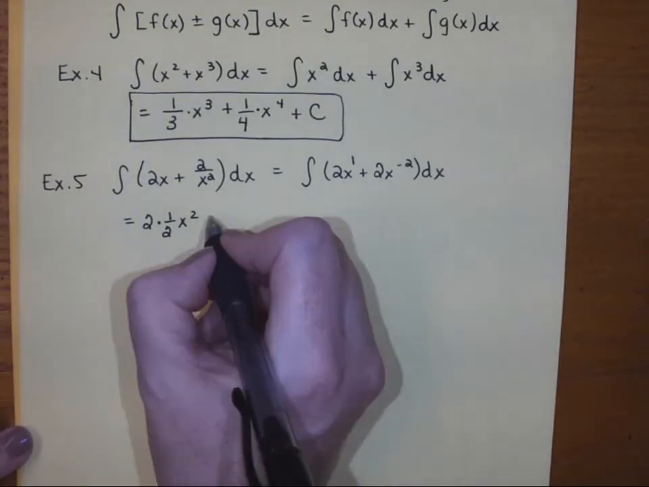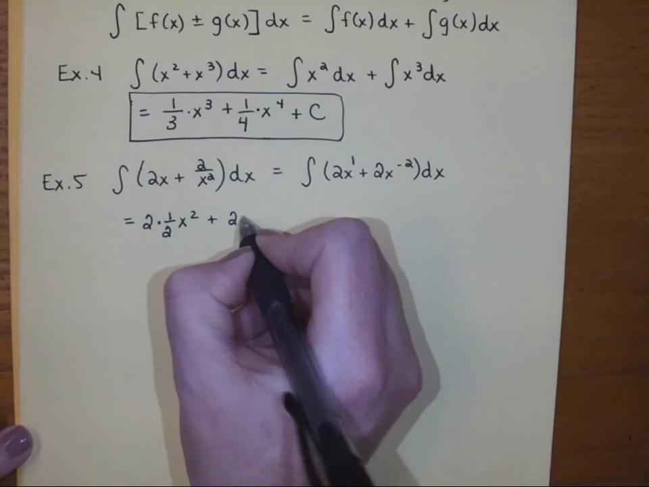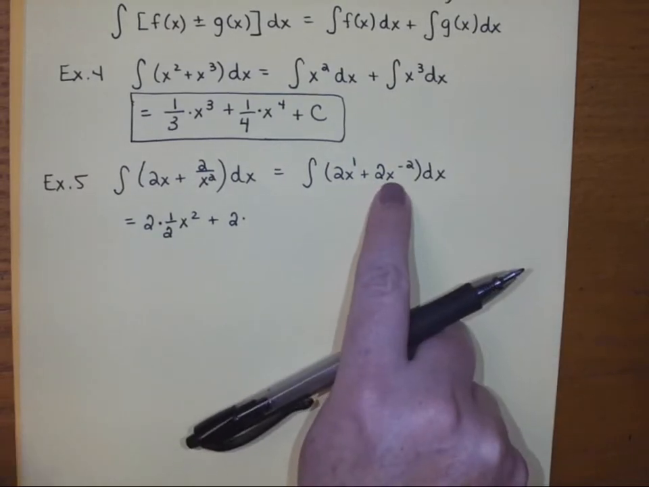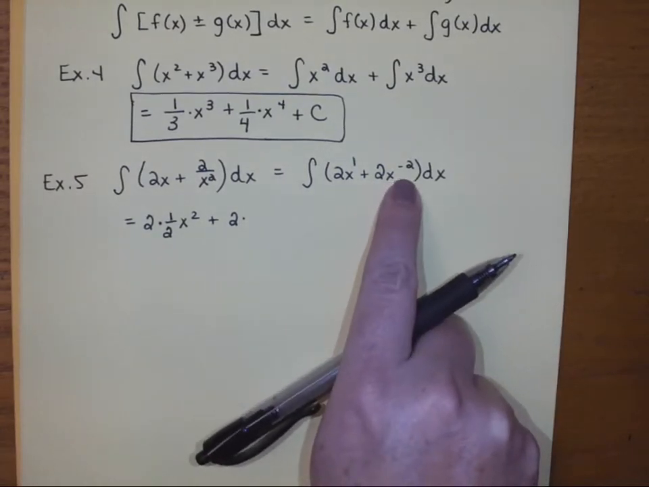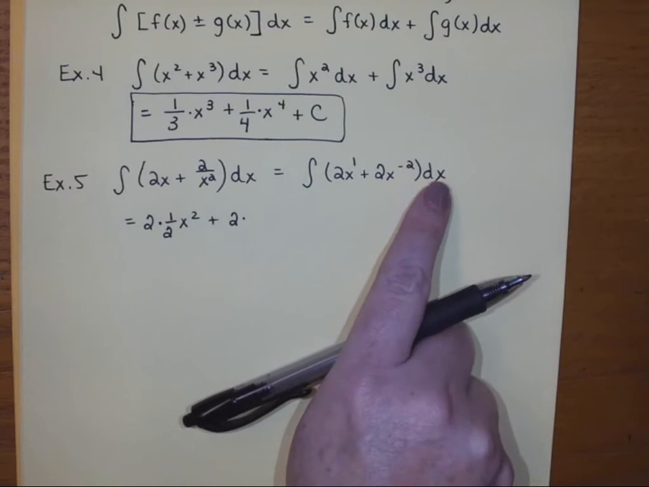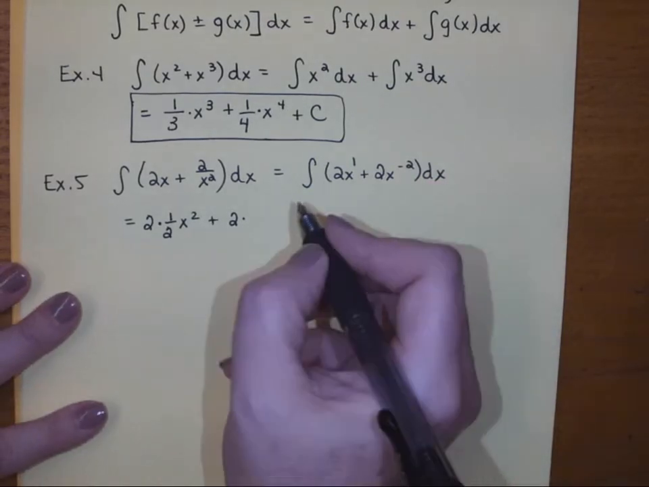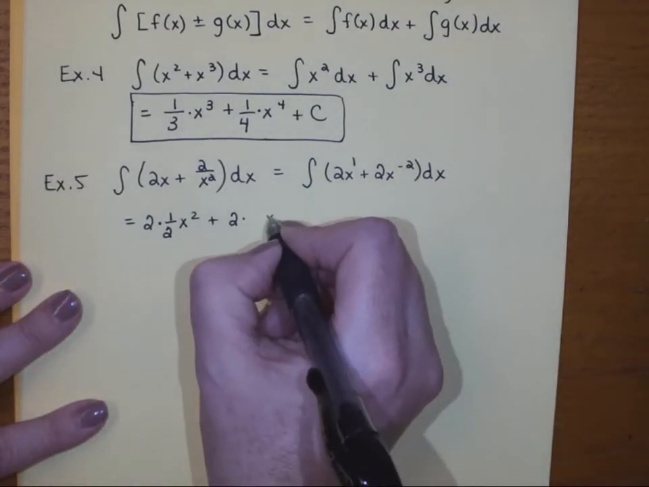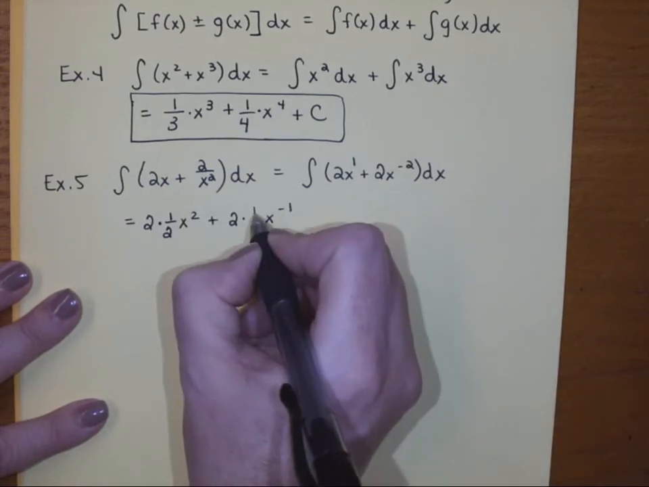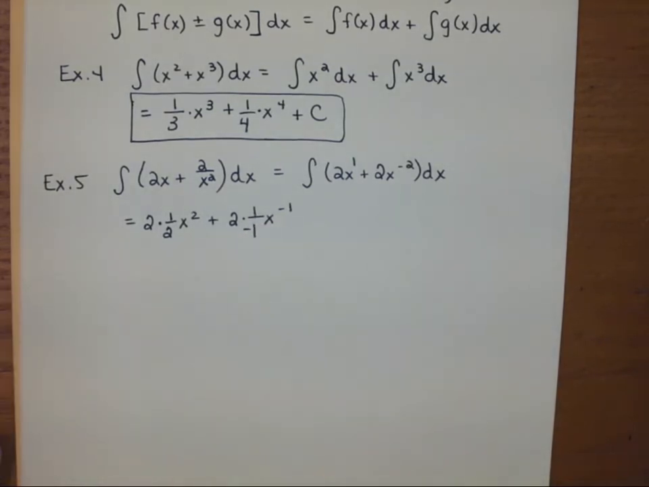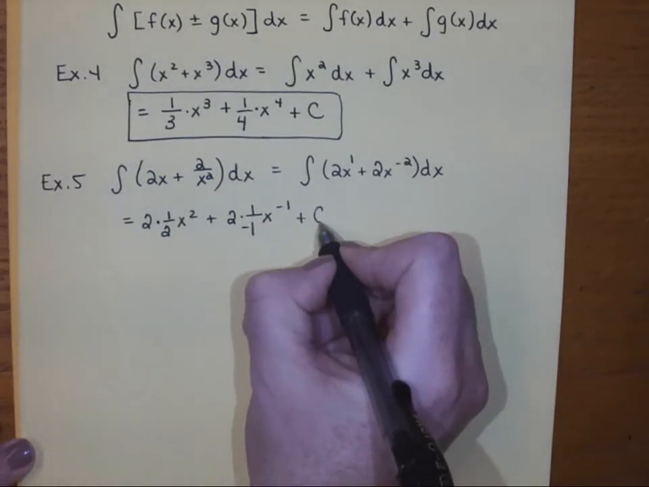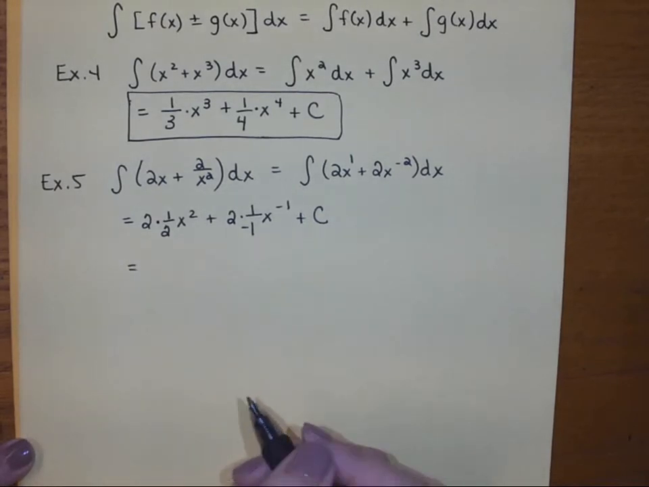I'll mess with that in a minute. The second part, I'm going to bring the constant down and I'm going to do the same thing. Just be a little careful with negative numbers, okay? If you add 1 to the power, you're not going to get 3, right? Or negative 3. If you add 1 to negative 2, you're actually going to get negative 1. And then multiply by 1 over the new power. As always, remember your plus c.